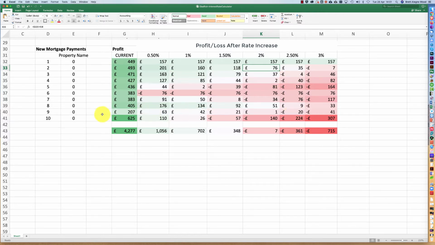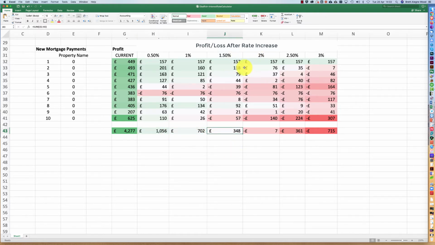Effectively you can see down here, this one started off as 110 profit, then went to 26, then minus 57. Now, the good thing about this is that you can see it across the portfolio. Originally, that was your profit there, but now you're making 1,000 profit. Sorry, that was profit before mortgages. Here you're making 1,000 after mortgages, 700, 300.